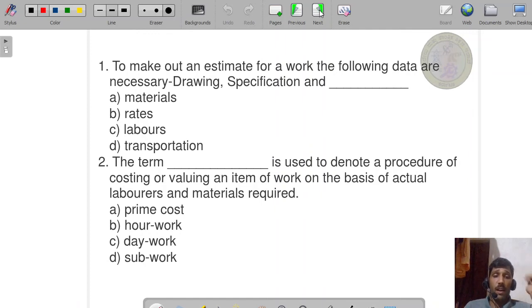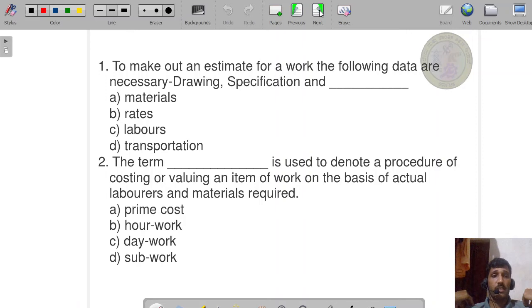Now, regarding what things we discussed in this particular session, there are small multiple choice questions. You have to answer the multiple choice questions. That is very helpful for you also. Okay, now move to the multiple choice questions.